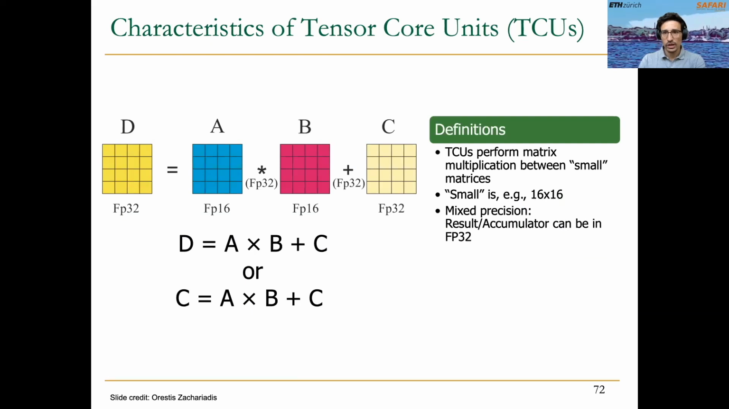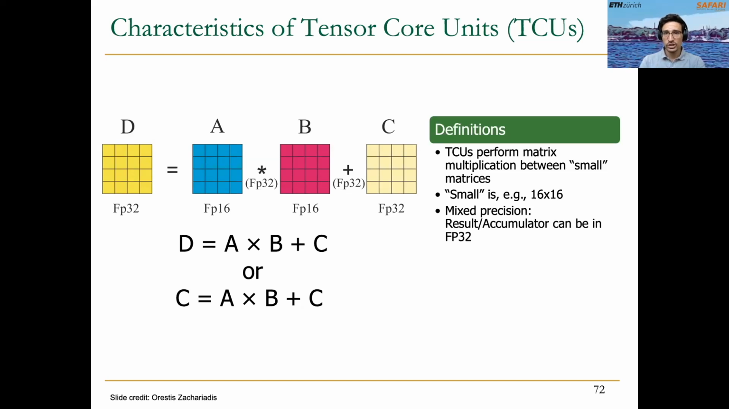sparse matrices as well? Well, that's something that we proposed a couple of years ago, and I think it's really worth taking a look at this work as well. Before we go into the detail, let me remind you what the tensor core units are. Tensor core units are specialized processing elements that we find in each GPU core of NVIDIA GPUs, where they perform matrix multiplication on small tiles, on small matrices, for example, of size 16 by 16.